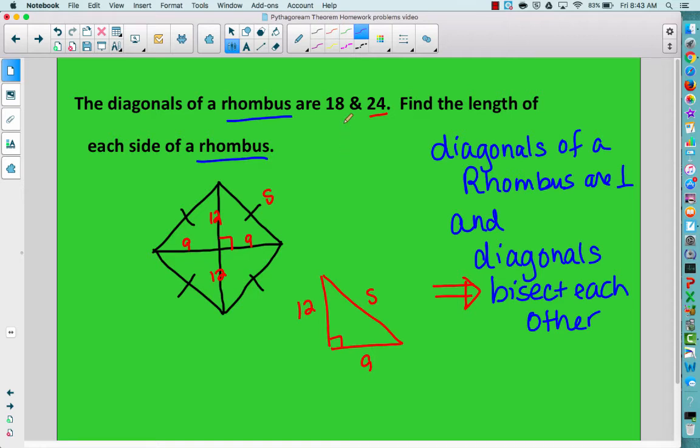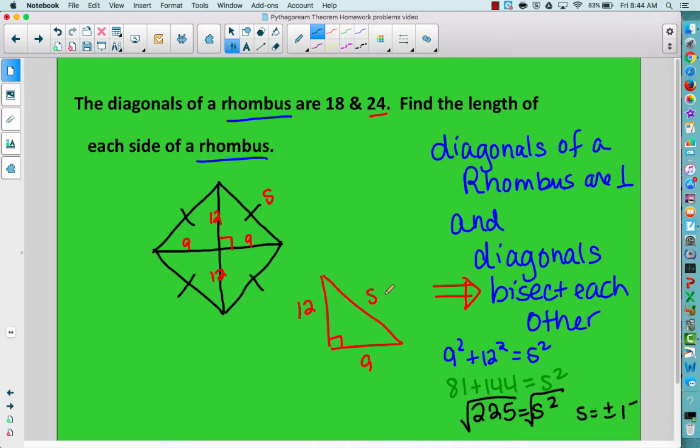Now again, you can call it C. It doesn't matter. All right, so now I use the Pythagorean theorem, and I do 9 squared plus 12 squared equals S squared. Okay, so we get 81 plus 144 equals S squared. We add them together, we get 225 equals S squared. We take the square root of both sides, and we get S to be plus or minus 15. So in this case, it's going to be 15 because we're only looking at the positives. Again, a whole number answer: 9, 12, 15.